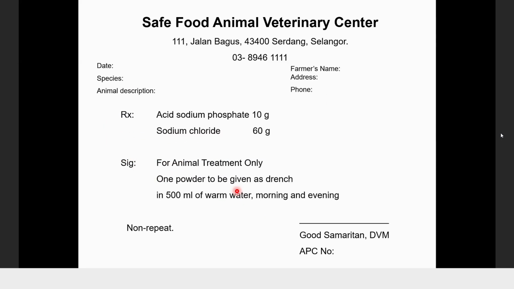So this is an example for a farm animal. The farmer's name and so on, all the details are there. So this is the drug to be given, for animal treatment only, and how to administer. That's the signa.